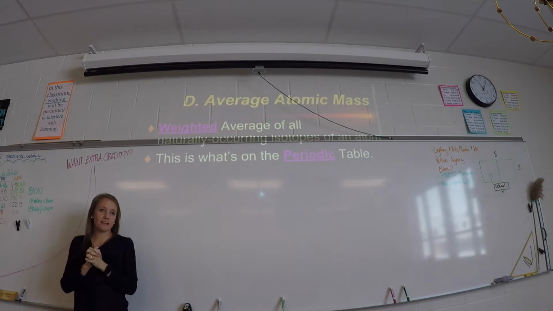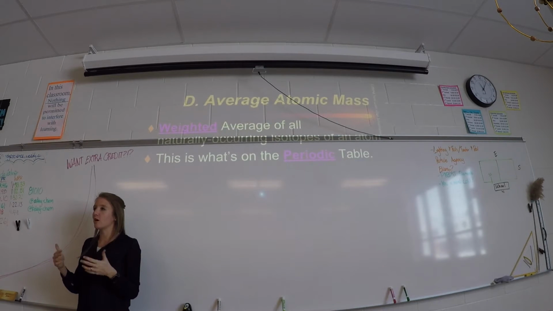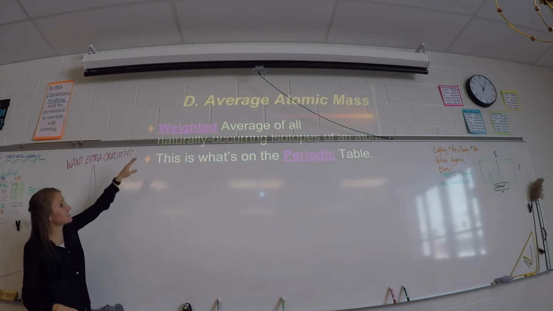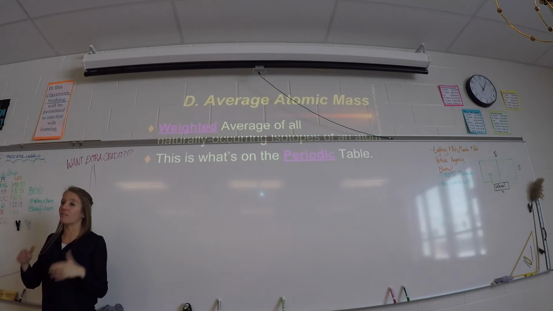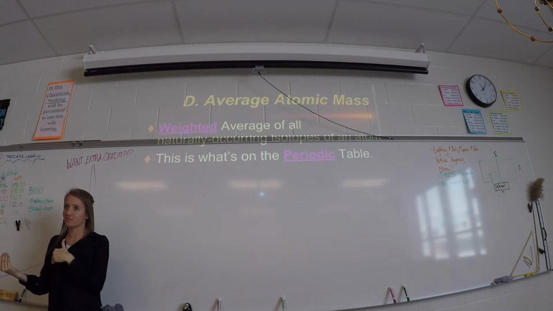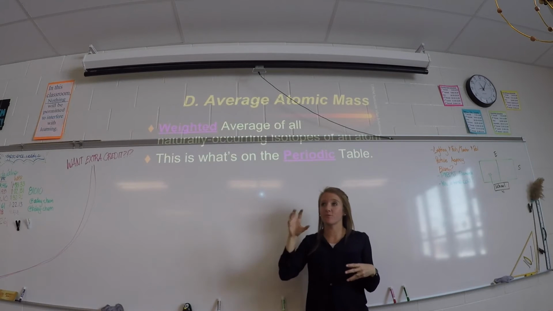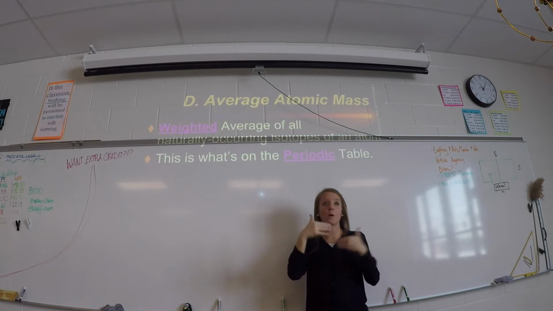So on the periodic table, that number at the bottom is known as the average atomic mass. You can often just call it the atomic mass, but it's not the mass number. What it is, is a weighted average of all the isotopes' mass numbers. So what we do is we take all the isotopes for that element, and we take a weighted average of them.